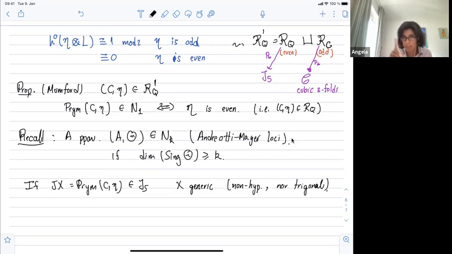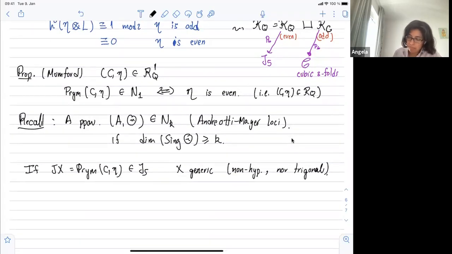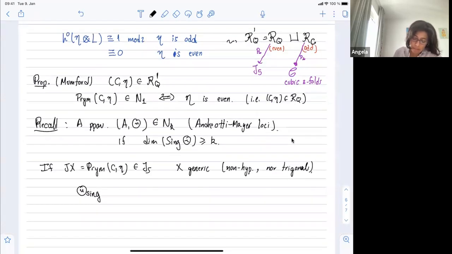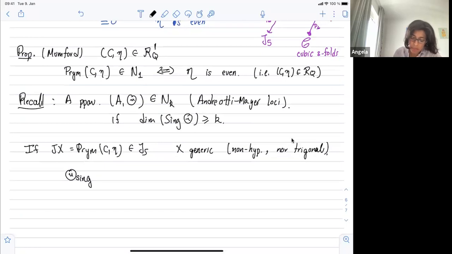C is gonna be trigonal, but the starting X is not. So you can look at the singular locus of the theta divisor. By the Riemann singularity theorem, the singular locus of the theta divisor can be identified with the line bundles of degree 4 on X which have more sections than expected, namely at least 2.